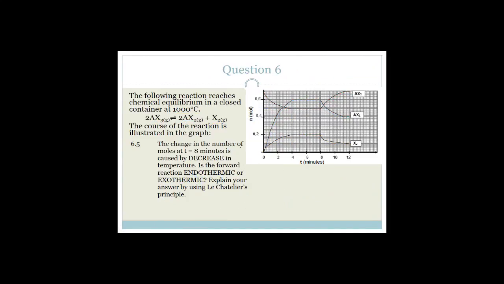It says the change in the number of moles at t equals 8 seconds. So there's a change, and we can see the change actually disturbed the dynamic equilibrium. It says it's caused by a decrease in temperature. So there was a temperature decrease. Okay, and it says, is the forward reaction endothermic or exothermic? Explain your answer by using Le Chatelier's principle. Okay, so let's have a look at what happened. Do you agree that AX3 went up and AX2 and X2 went down?